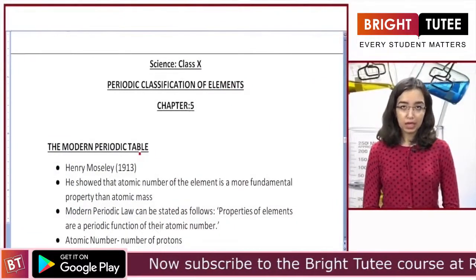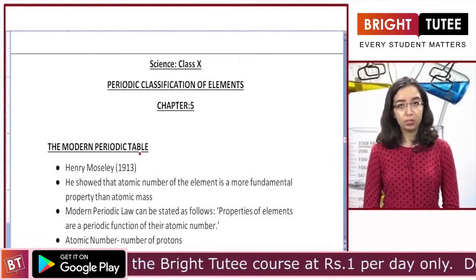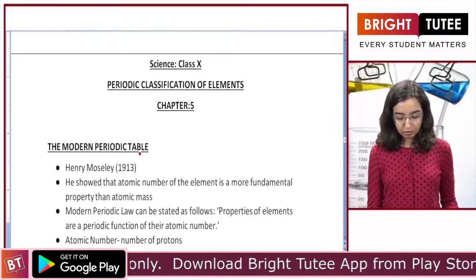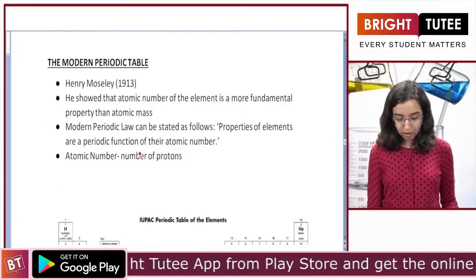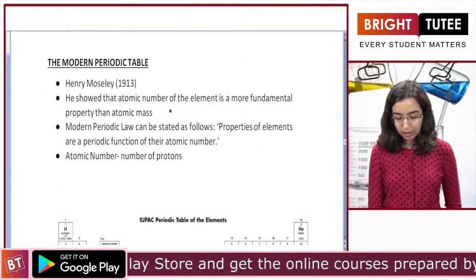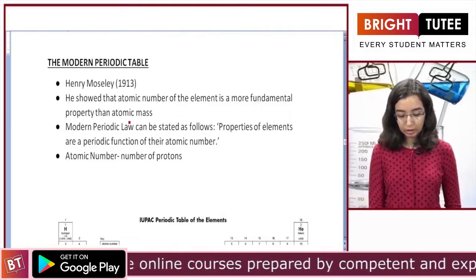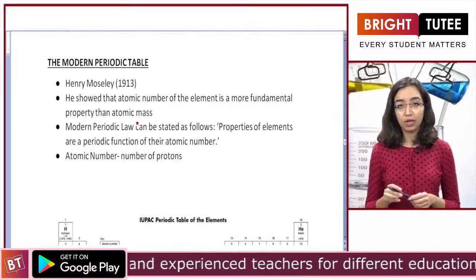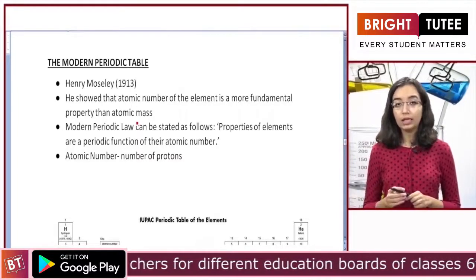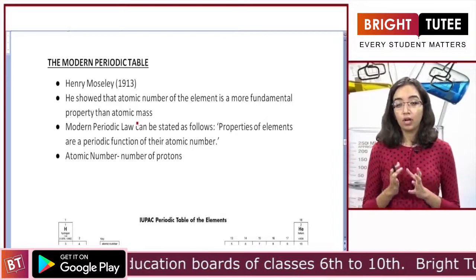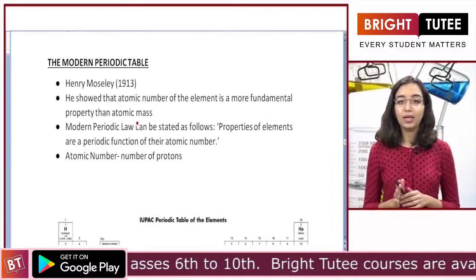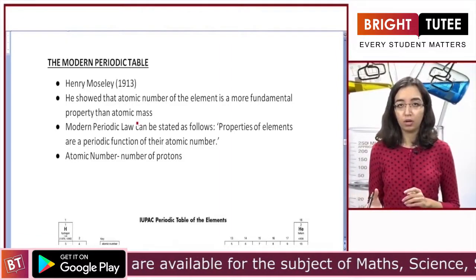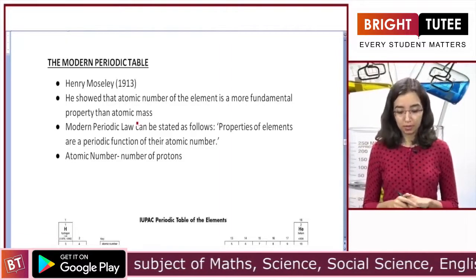After studying Mendeleev's classification, we now move on to the modern periodic table that we use in today's time. So the modern periodic table was given by Henry Moseley in 1913. He showed that atomic number of an element is a more fundamental property than atomic mass. Atomic number determines the number of electrons in the outermost shell, and that is why he said that it is a more fundamental property of an element as compared to atomic mass, which is the sum of the number of protons and the number of neutrons inside the nucleus of an element.